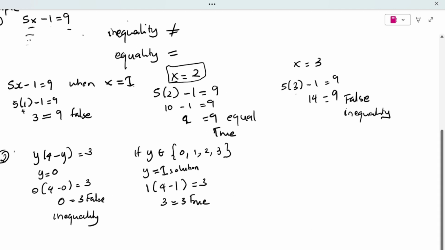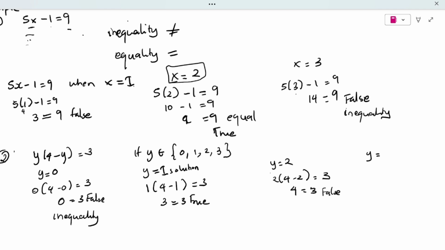And then we have another one where y is equal to 2. So 4 minus 2 is 2. 2 times 2 is 4, is equal to 3? This is false. This is not a solution. y equals 2 is not the solution.